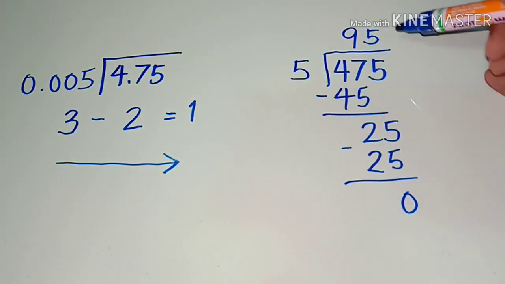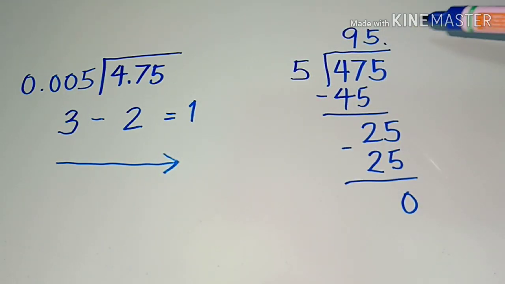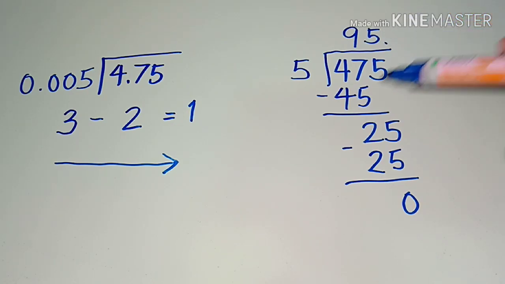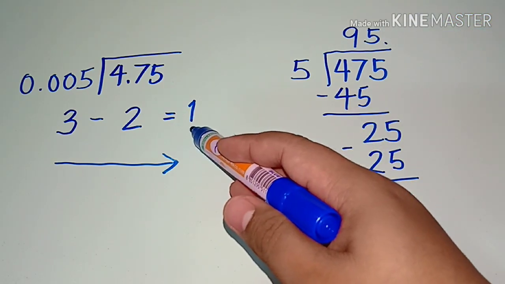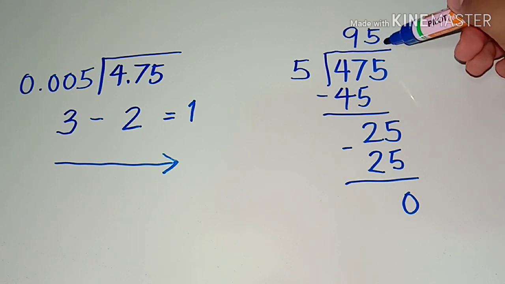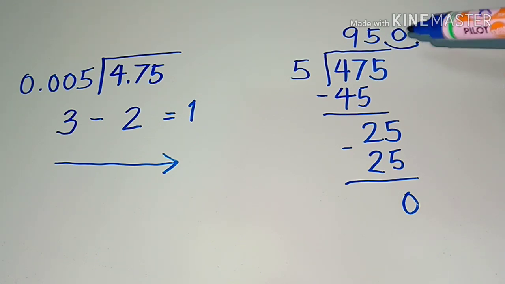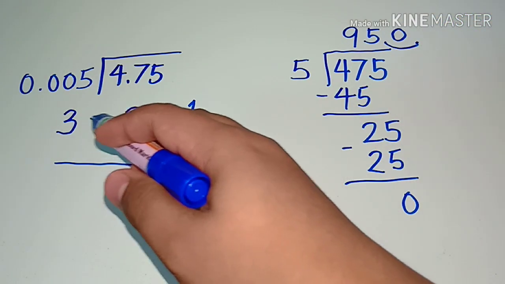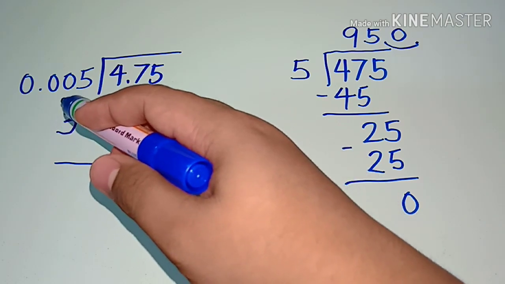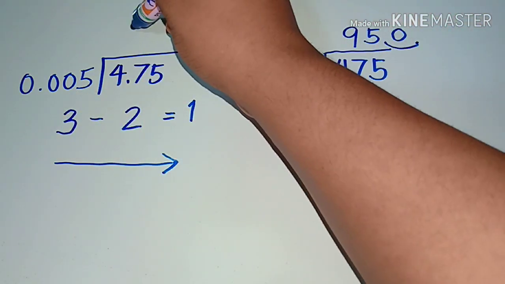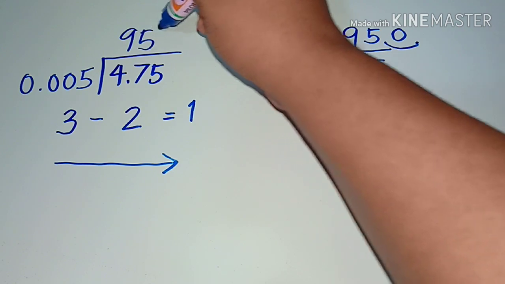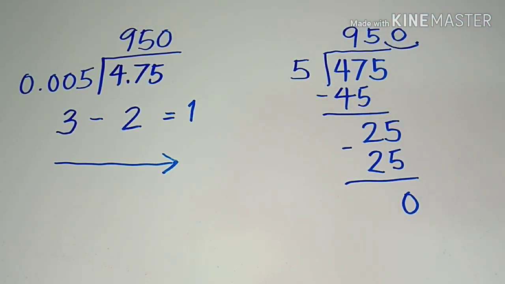So from our answer here, if that is 95, of course the point is here, we also move 1 place to the right. So that means if we move 1 place to the right here, there is 0 there. So that means our final answer for 4.75 divided by 0.005 is equal to 950. And again, you can check the answer using your calculator so that you will know that it's really correct.